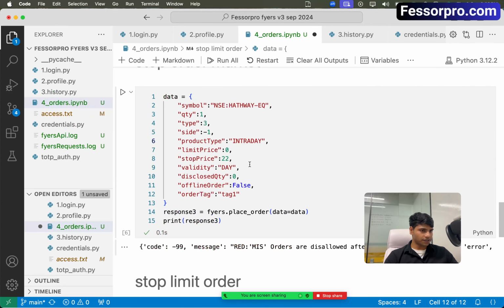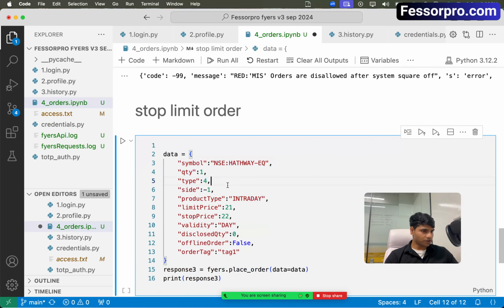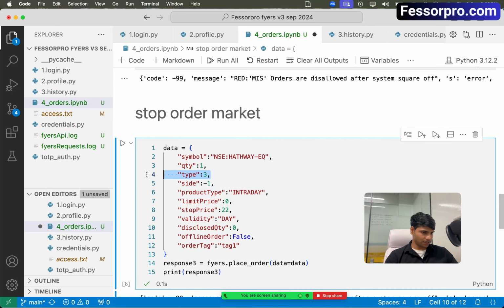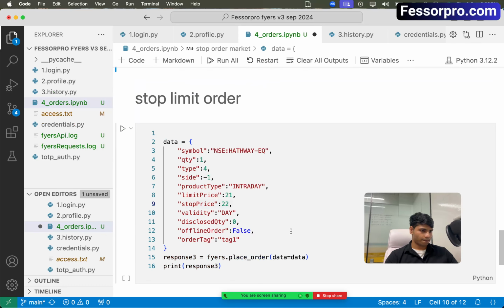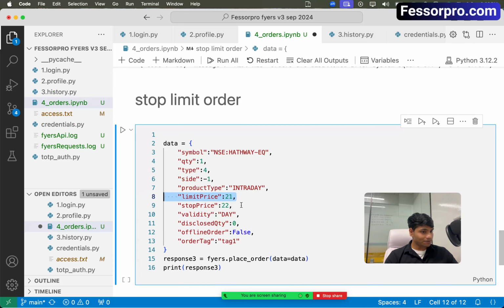Now, what is the difference between a stop market order and a stop limit order? In a stop limit order, the type is 4, and I have specified both the limit price and the stop price. In the case of a stop market order, the type is 3 and I've only specified the stop price. Now one thing you should remember: the limit price should be less than the stop price if it's a sell order.